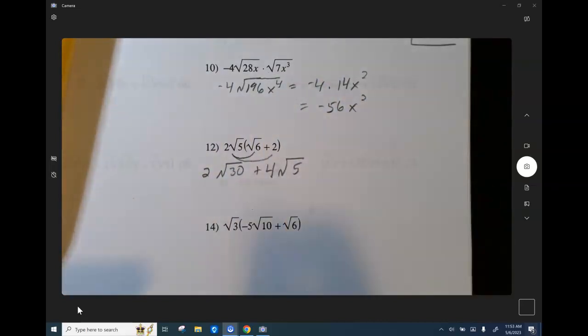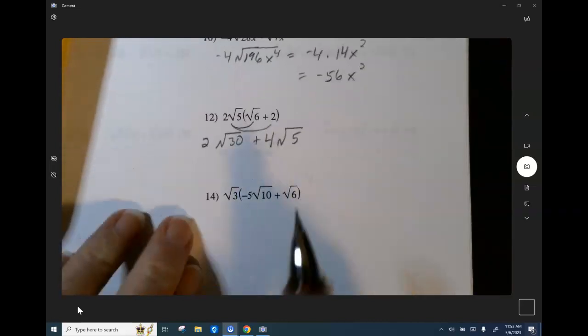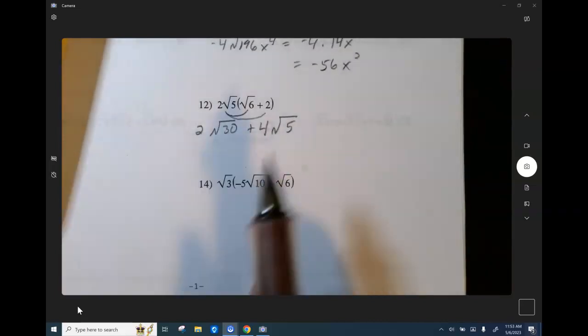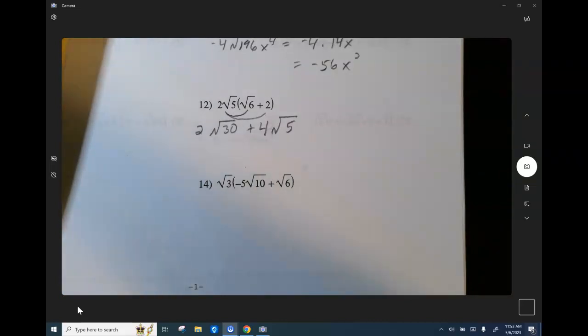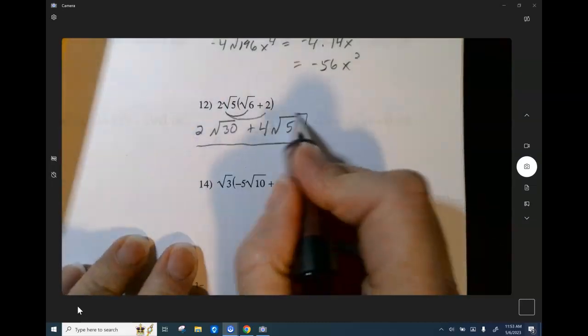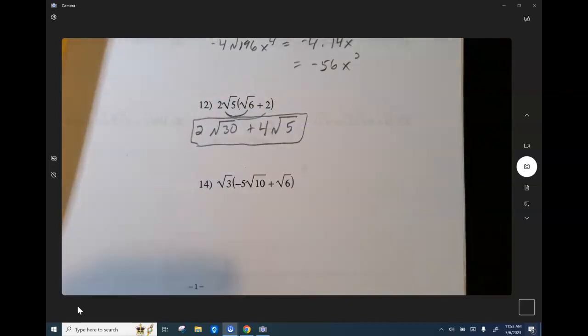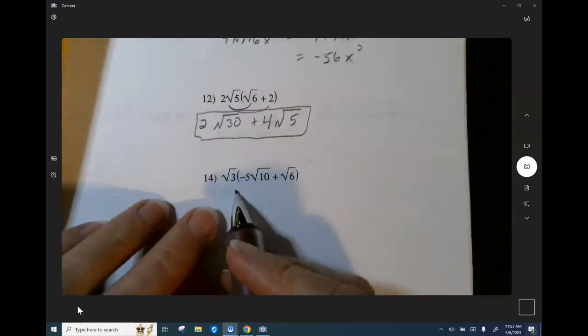Yes? Now, are those like terms? Can I add them just as they are? No. Let's see if we can break down 30. 30. What goes into 30? 5. Not a perfect square. 6. Not a perfect square. 10. 3. Oh, wait, we're done. That's all we can do. These are not like radicals. They just stop right there. Done.